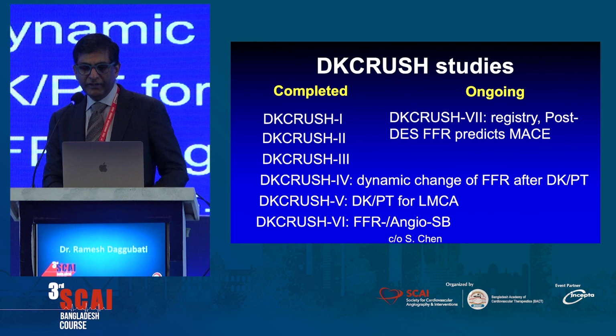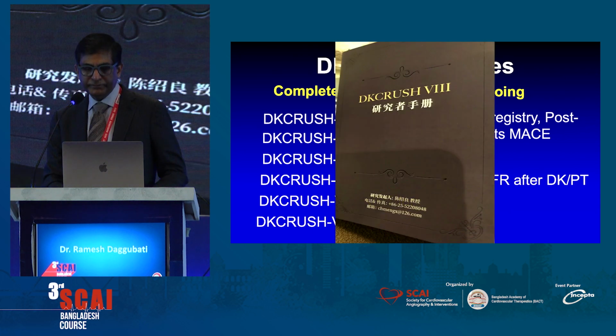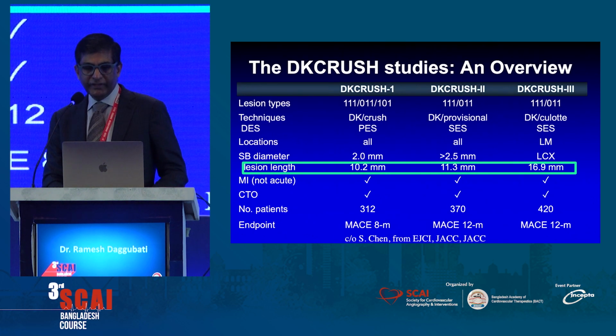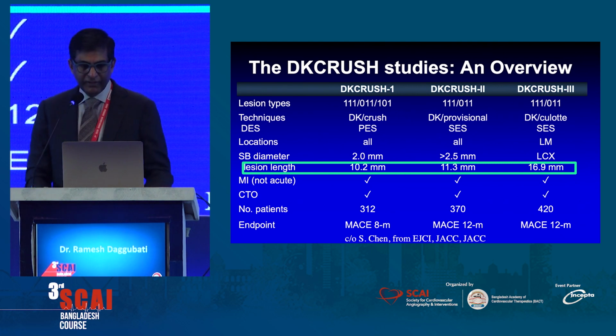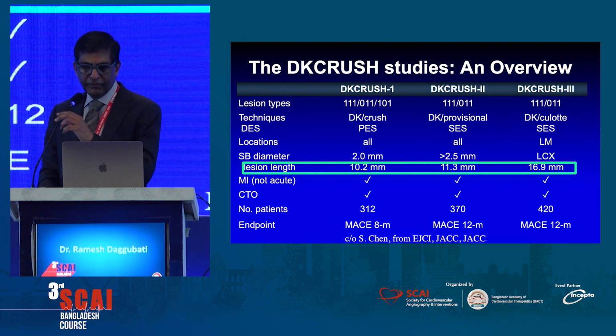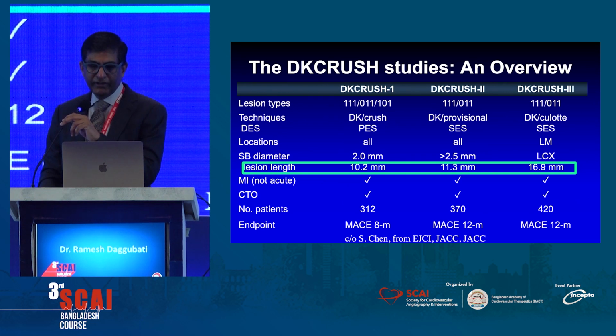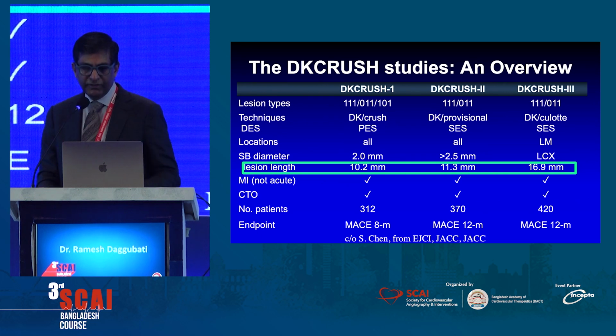So let's look at the DK crush studies. As you know, DK crush is going from 1 now to actually 8 ongoing right now. So the DK crush 1 study looked at actually all true bifurcations, 111, 011 or 101, and looked at DK crush versus crush with paclitaxel eluting stents.